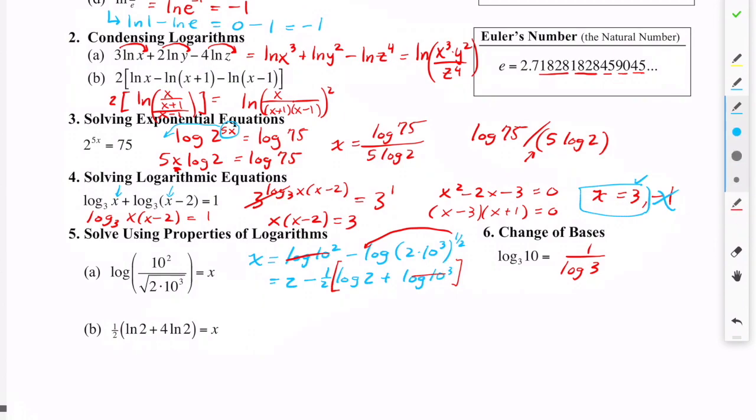Let me write this out here. So we have 2 minus 1/2 log 2. And if I distribute this negative 1/2 through here as well, we're gonna get times the 3 is a negative 3 over 2. So my final answer here I can say is 1/2 minus 1/2 log of 2.